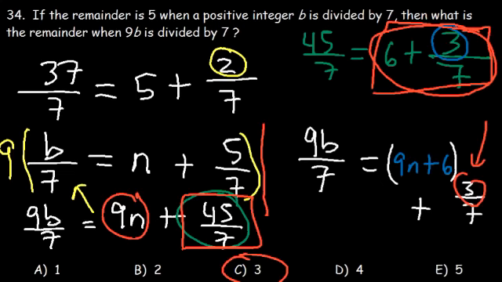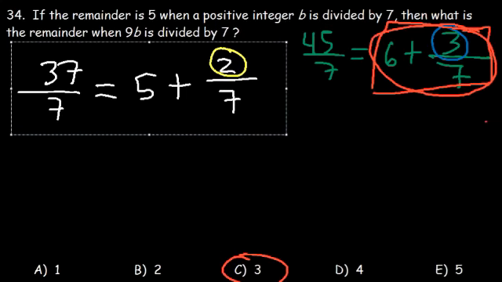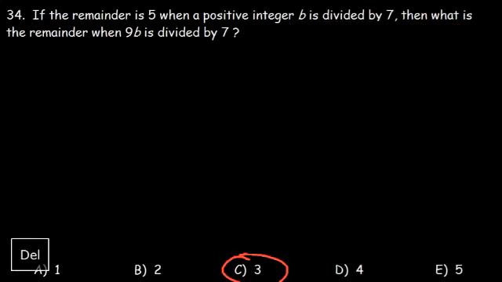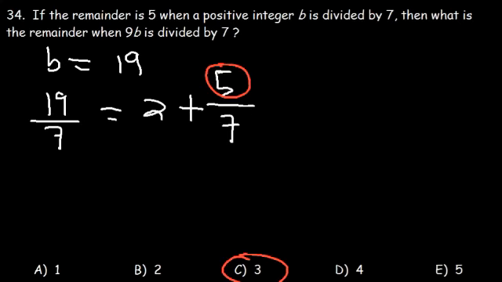So let's see if we can verify it. Think of a number in which 7 could go into, but the remainder is 5. So let's use 19. So we're going to say b is 19. 7 goes into 19 2 times, and 7 times 2 is 14, and 19 minus 14 is 5. So here we got a remainder of 5. Now if we multiply 19 by 9, will the remainder be 3?